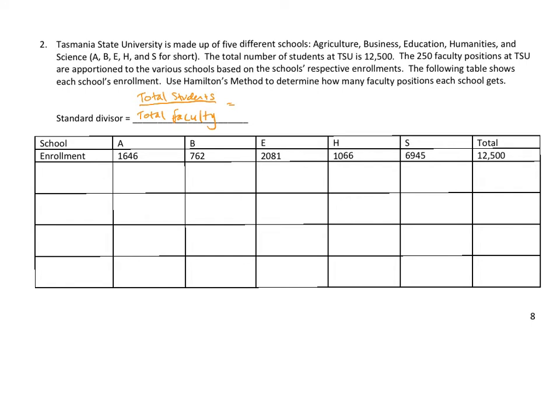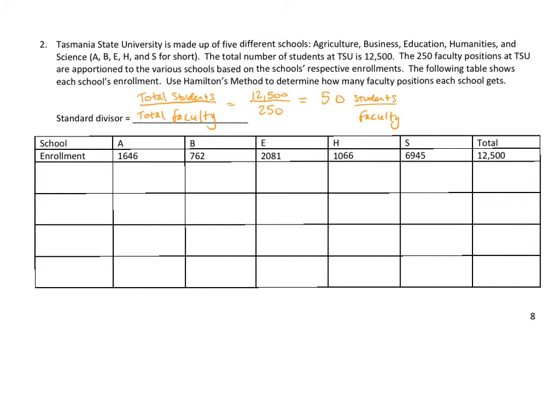Okay, so that's 12,500 divided by 250 faculty positions, and that gives you 50. And the units are students to faculty. So every 50 students in a school gets that school a faculty position.